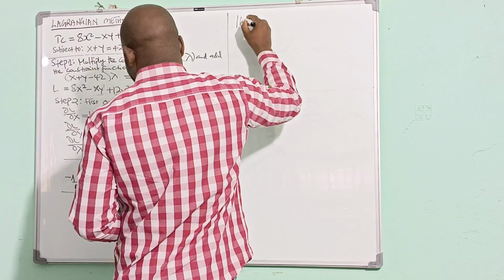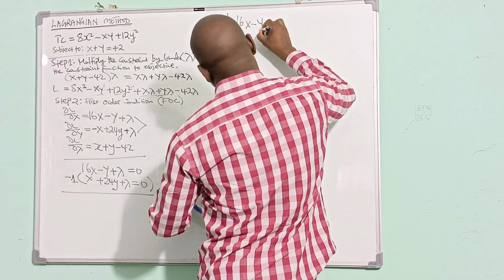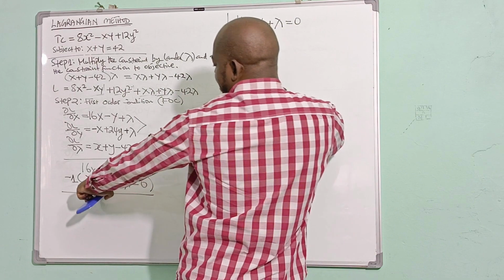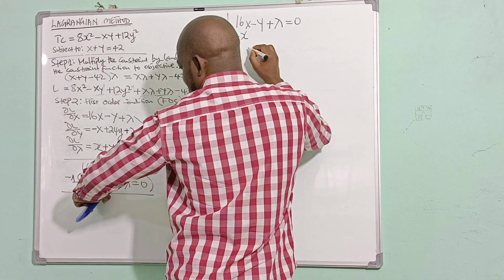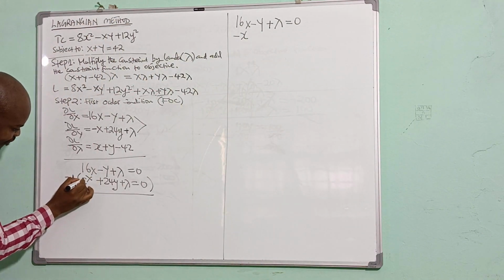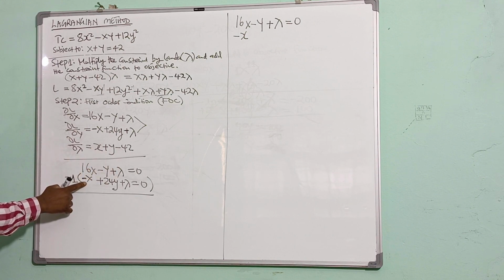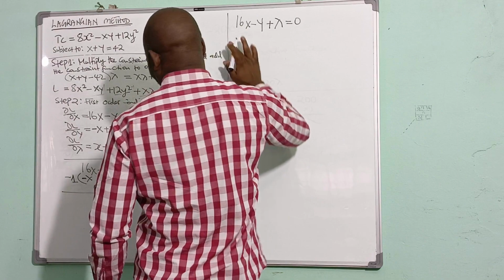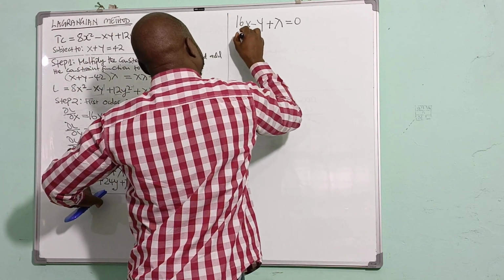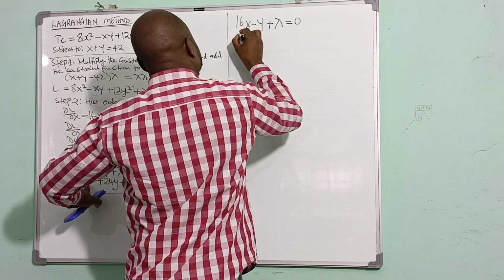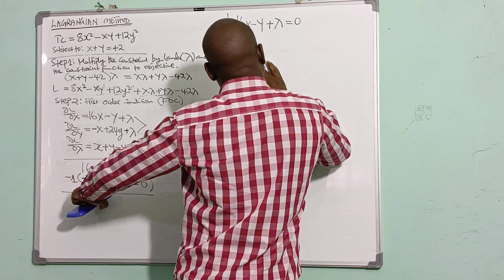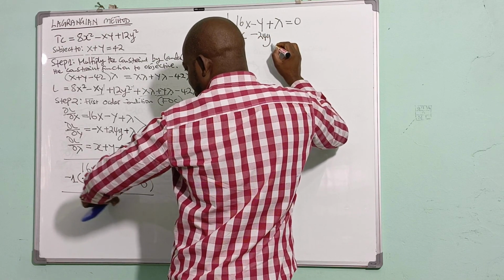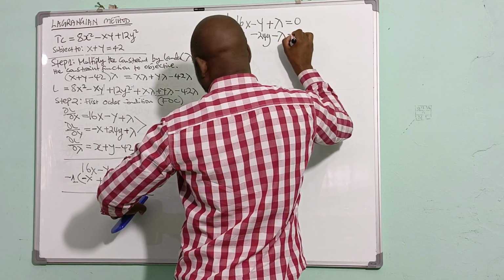Alright, so I have 16x minus y plus lambda equal to 0, and then negative 1 multiplied by negative x. Sorry, it was already a negative here. That is a negative x, so negative 1 multiplied by negative x is a positive x. Negative 1 multiplied by 24 is negative 24y. Negative 1 multiplied by positive lambda is negative lambda, equal to 0.